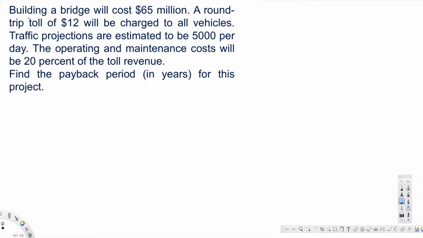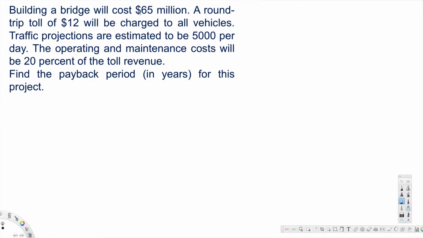Here this question is asking, building a bridge will cost 65 million. A round trip toll of $12 will be charged to all vehicles. Traffic projections are estimated to be 5,000 per day. The operating and maintenance cost will be 20% of the toll revenue. Find the payback period in years for this project.